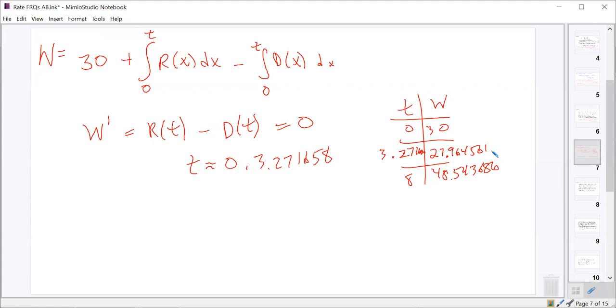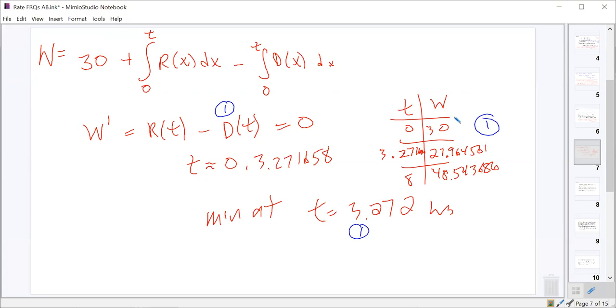So it looks like the minimum amount is at t equals 3.272 hours. And that was 3 points for that one. 1 for figuring out when R of t minus D of t equals 0. 1 for the answer, and 1 for a chart showing your justification. Any questions there on part C?